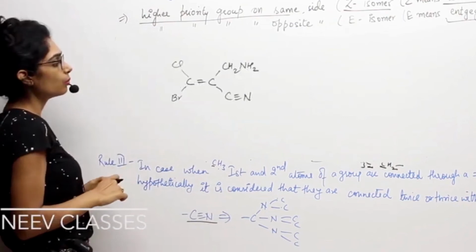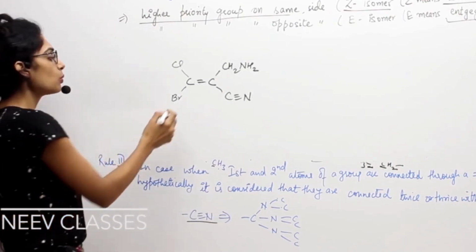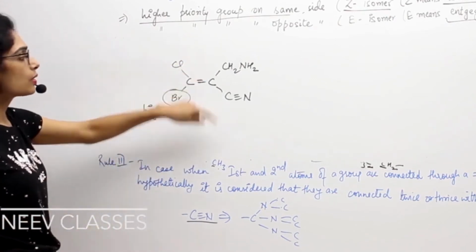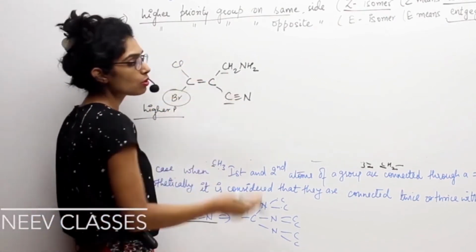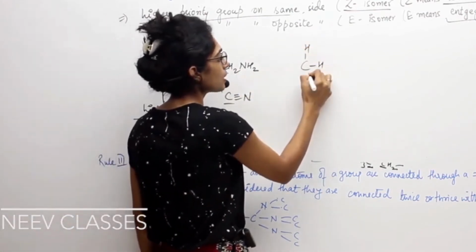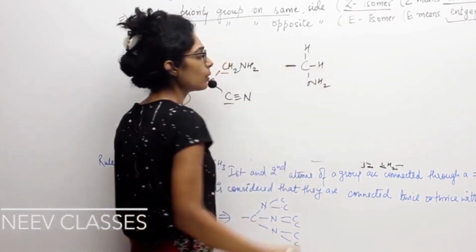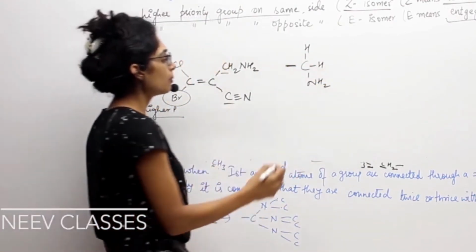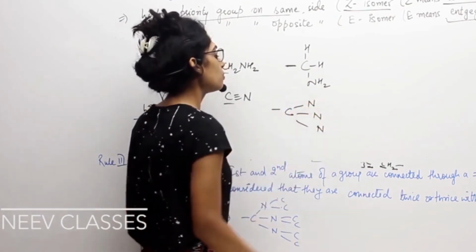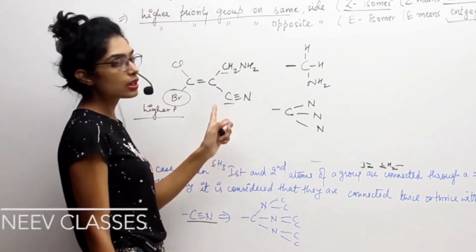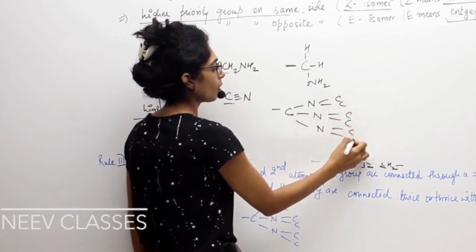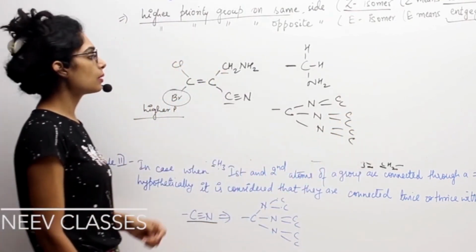Let me take one more example. I have taken example 2. Now in this case we have to compare between chlorine and bromine. Bromine is higher priority. Now when we compare these two, carbon is the immediate attachment, so we cannot compare using it. Let's resolve this molecule. It will be carbon with 2 hydrogens and 1 NH2, and that's how it is attached. Look at this, carbon triple bond nitrogen. As I mentioned, we will treat each bond as an individual bond with nitrogen, and nitrogen is further attached to 3 carbons. That's how it is. So now let's compare.